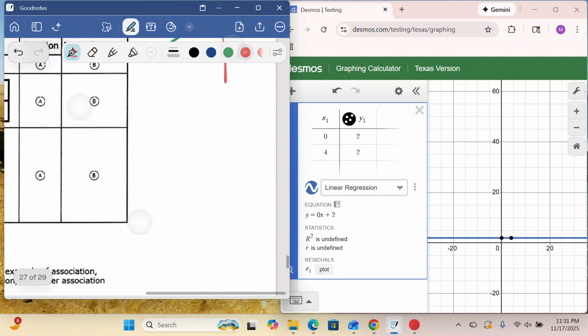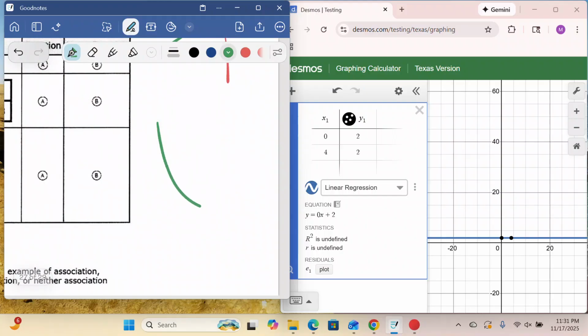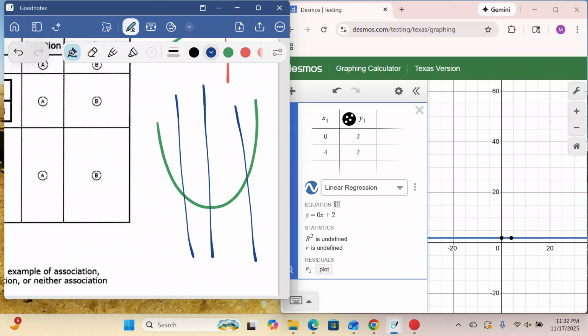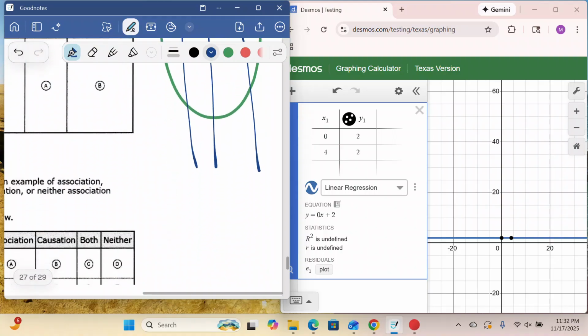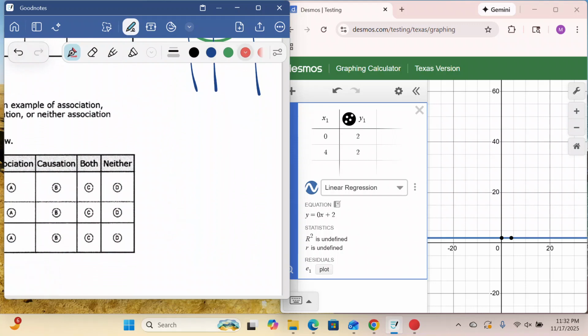If I do a U shape, like this, is that a function? Well, I do the vertical line test, it passes through 1 point, every time. So that U shape is a function. Now let me do a U shape going sideways, like this. I do a vertical line test, and it passes here, and it passes here. So that is not a function. Why? Because it passes through 2 points.